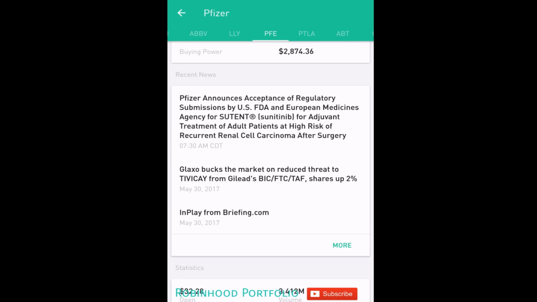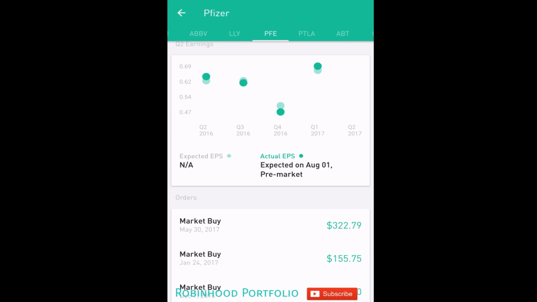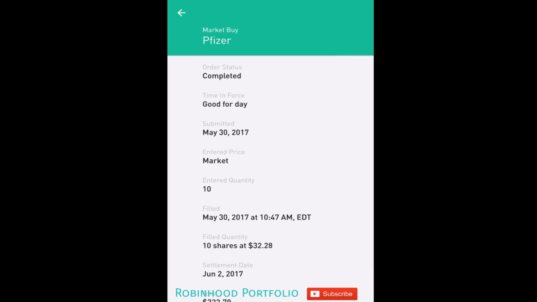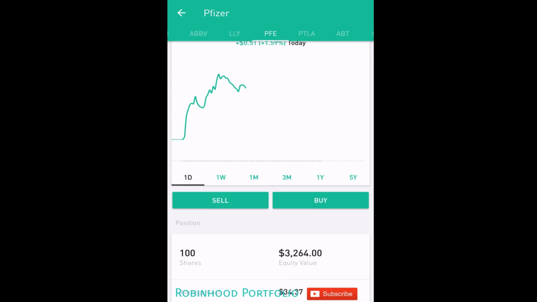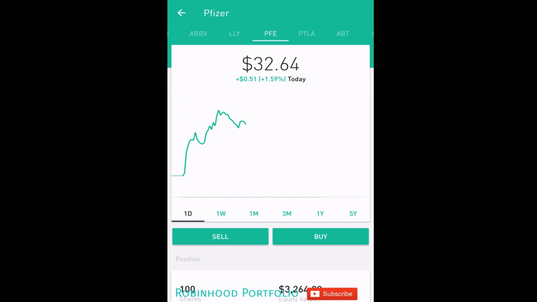Also bought a little bit of Pfizer yesterday. I like Pfizer long. I'm not going to be doing any day or swing trading with Pfizer. Put in 10 shares at $32.28. Averaging down a bit here. You can see my average cost, $34.37. You can see it's $32.64, which is good.